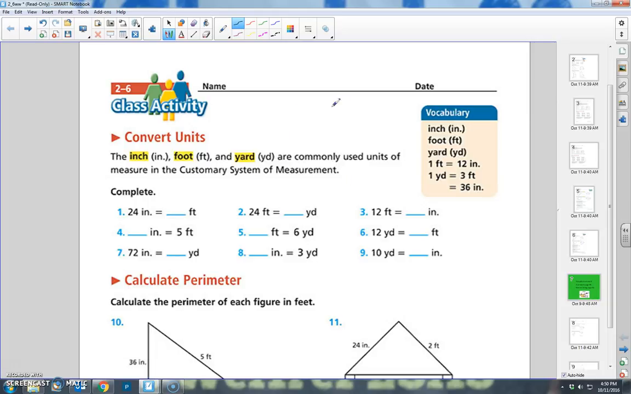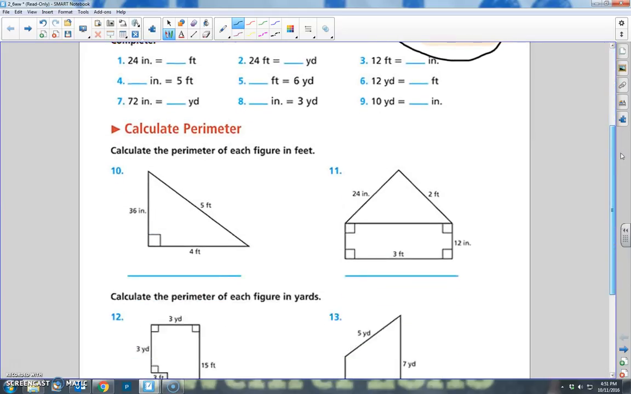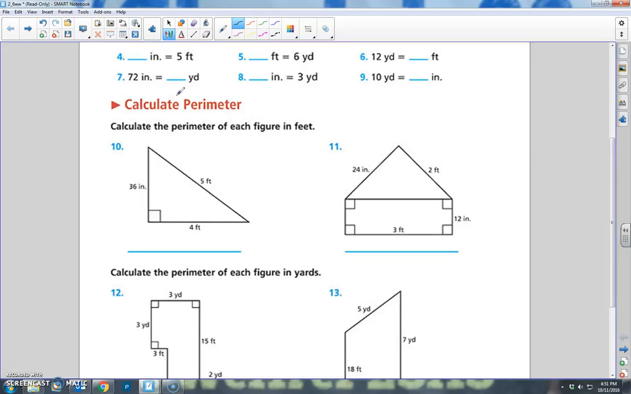So here we go. For this lesson, you are going to have to know this right here. 1 foot equals 12 inches, and 1 yard equals 3 feet. 1 yard equals 36 inches. So make sure you know this. It might not be a bad idea to write this down right now. Because if you know this, you will be able to solve these problems.